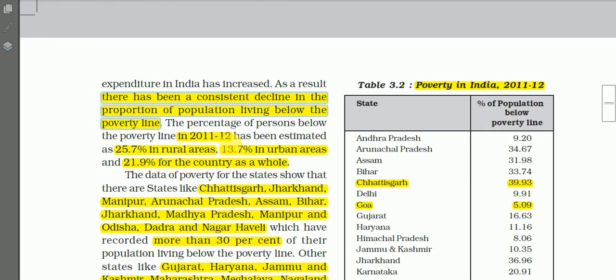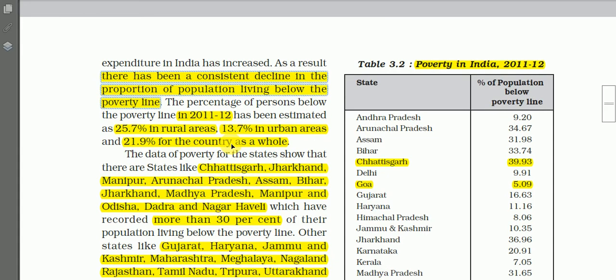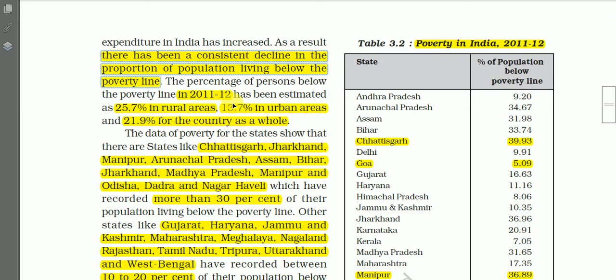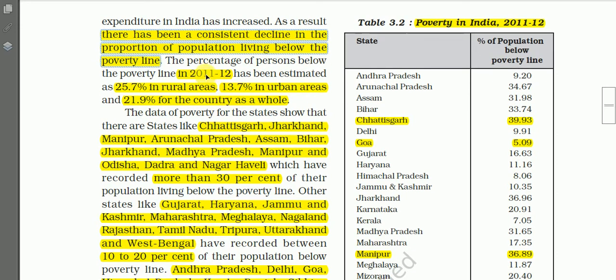There has been a consistent decline in the percentage share of the people living below the poverty line. So the percentage of persons below the poverty line in 2011-12 has been estimated at 25.7 in rural areas, 13.7 in urban areas, and 21.9% for the country as a whole. So these are the values for the persons below the poverty line.